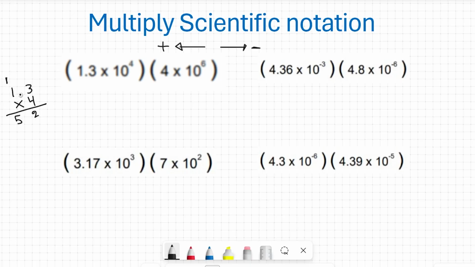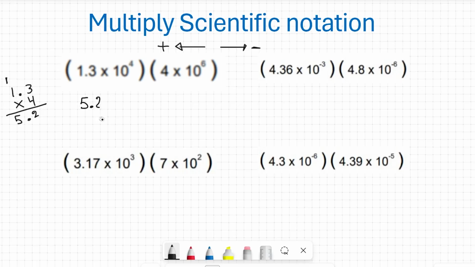Now count how many decimal units we have. You see this decimal point? It's going to be only 1 unit. So that means we're going to go back only 1 unit. You always go to the end and then count back how many decimal places we have. We have only one decimal place. Go all the way to the back in our answer and count only 1 unit. And that's how we're going to get 5.2.